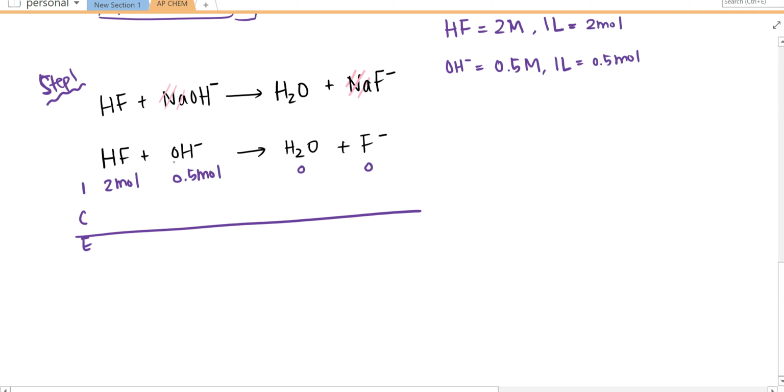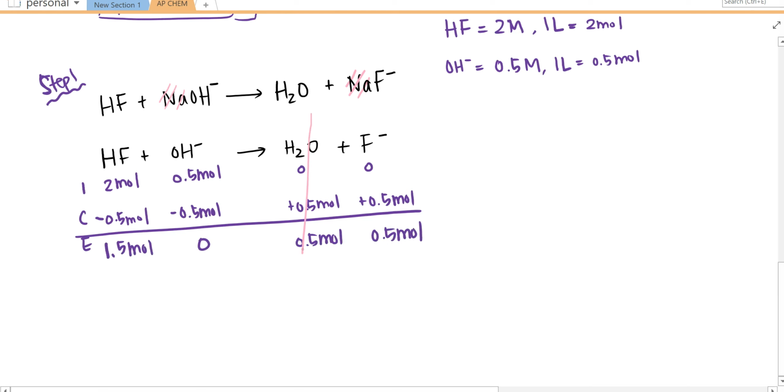And I know that the limiting reagent is OH minus because this is the strong one, and it's going to be driving the whole reaction to the right. So that means I am going to be using up 0.5 moles of HF, adding 0.5 moles of H2O, and adding 0.5 moles of F minus. That means I end up with 1.5 moles of HF, 0 moles of OH minuses, 0.5 moles of H2O, and 0.5 moles of F minus.